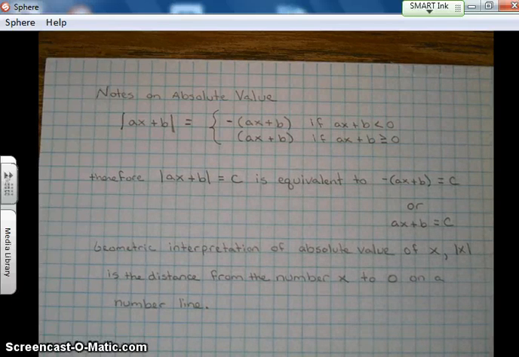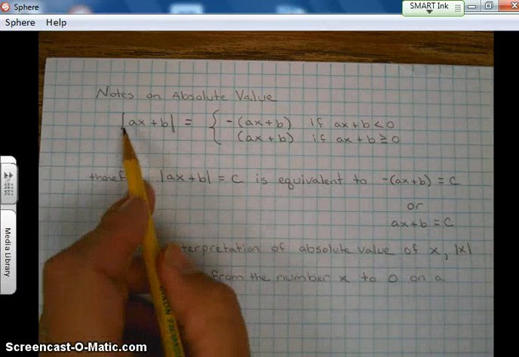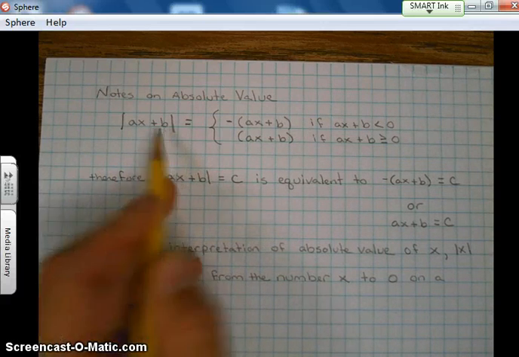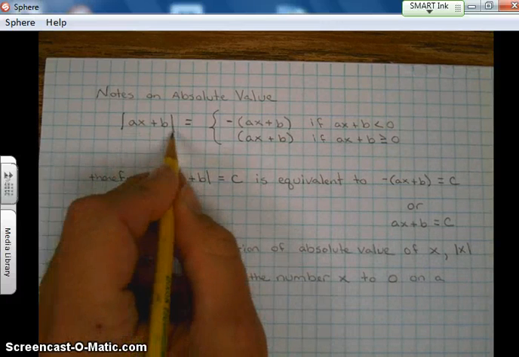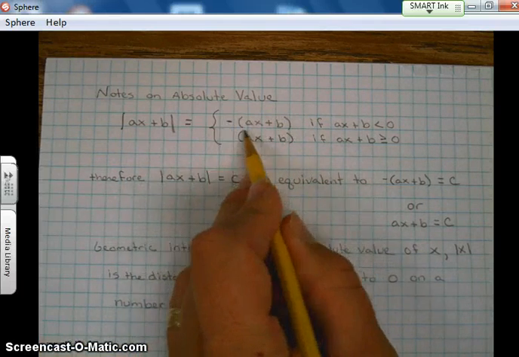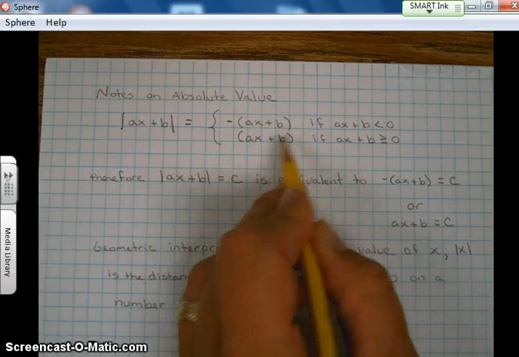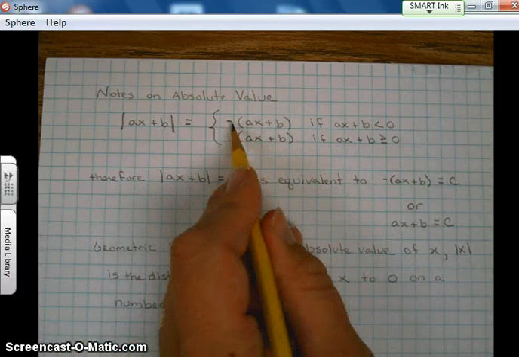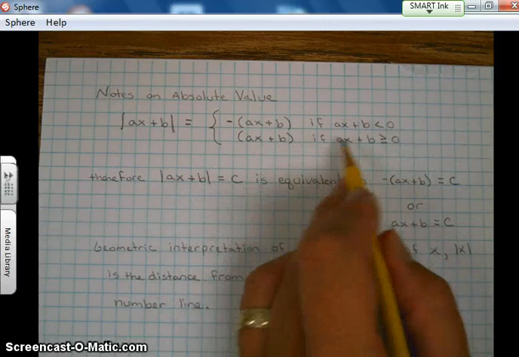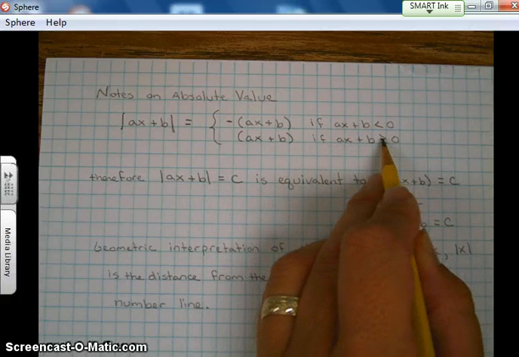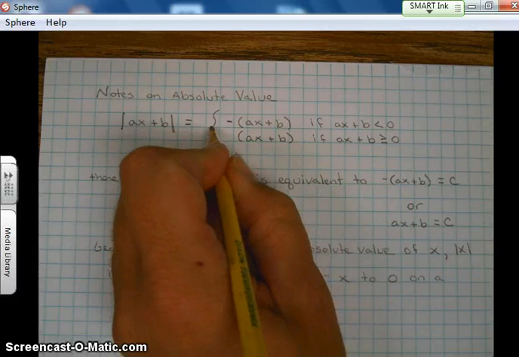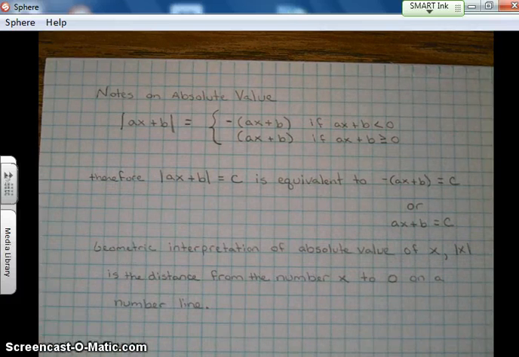So let's take a look at the definition of absolute value. Here we have the absolute value, that's what these symbols stand for, of some expression, in this case ax plus b. Now, the expression inside the absolute value could be negative, hence the negative on the expression, or it could be a positive number. It could be negative if ax plus b is less than 0, or it could be positive if ax plus b is greater than or equal to 0. I know this might seem confusing, but it'll make more sense as we go through this.